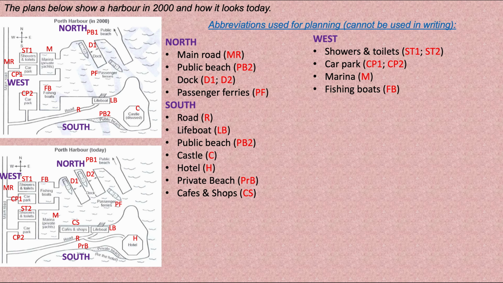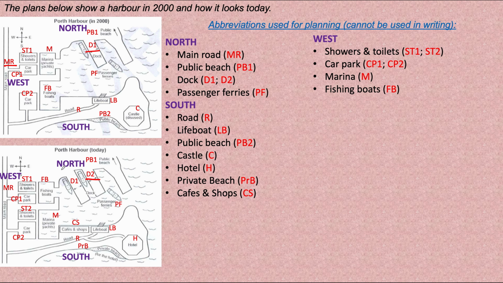Let's start planning. During planning, I'll use these abbreviations that you can see on screen: MR for main road, D1 and D2 for the two docks, and so on. We cannot use these abbreviations in writing. They are only for ease of planning.